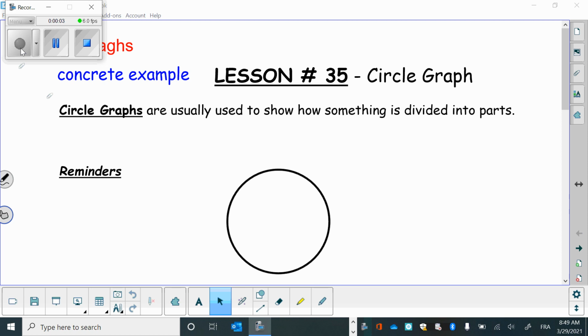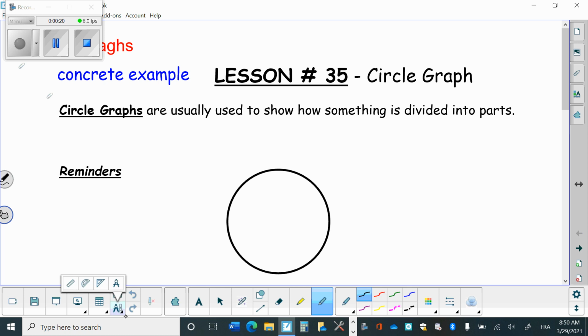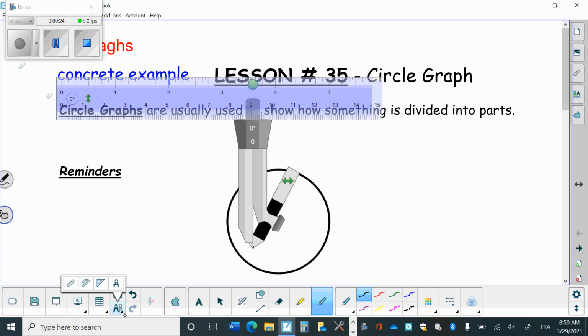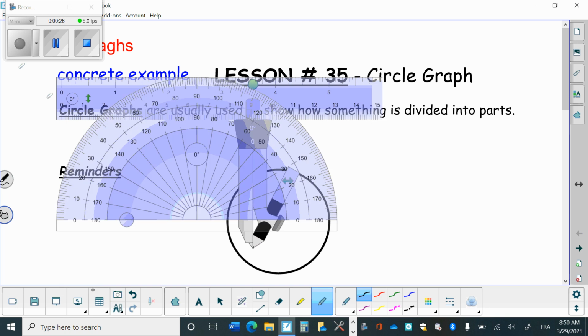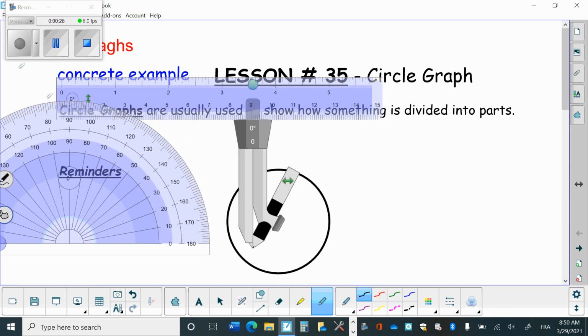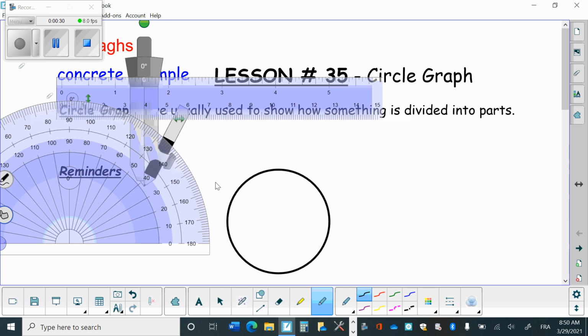Okay, circle graphs. Not quite sure if you covered that yet last year or not, but we definitely do need our compass if we have to draw the circle from scratch, and we definitely have to use our protractor. So have those tools out. Definitely also a ruler and your protractor. You need all this stuff for this lesson, so make sure you have all those tools.